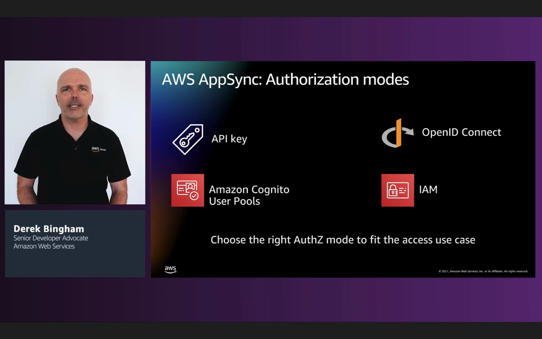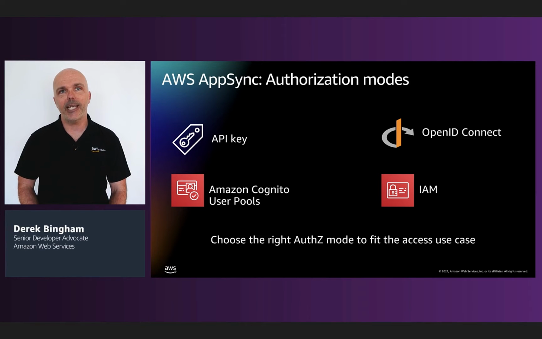So AppSync provides a couple of authorization modes. Depending on the type of application you're building, whether it's enterprise or startup, if you want to gain access to your API, you may want to choose a different authorization mode for each of these use cases. AppSync supports the following modes, which we'll dive deeper into next.